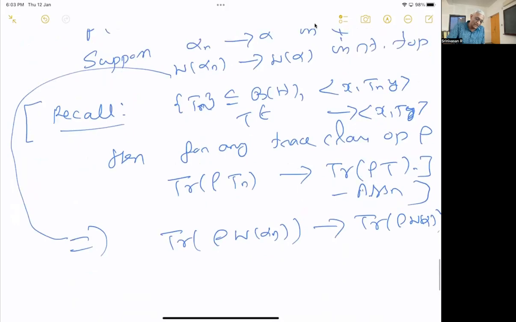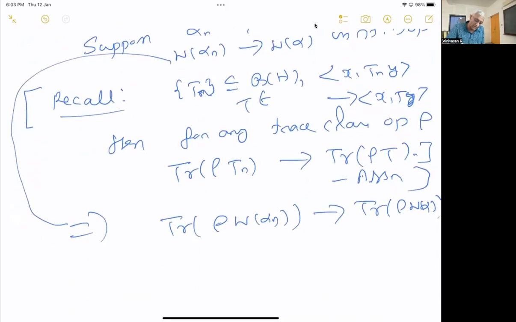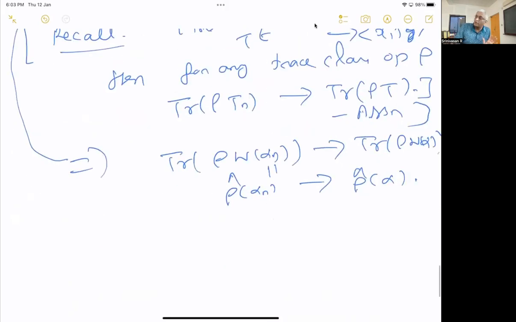So you just use that. This implies this goes to this, and this is what is called rho hat of alpha n converges to rho hat of alpha. So our characteristic function is continuous. This follows from the Weyl representation being strongly continuous. It follows from that. That is one thing. So this is continuous.